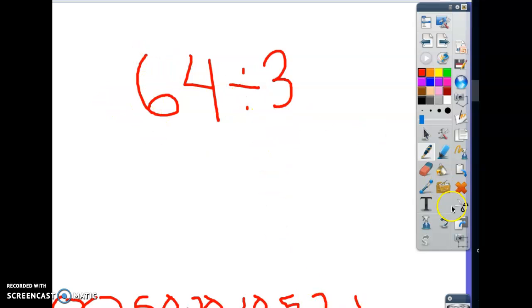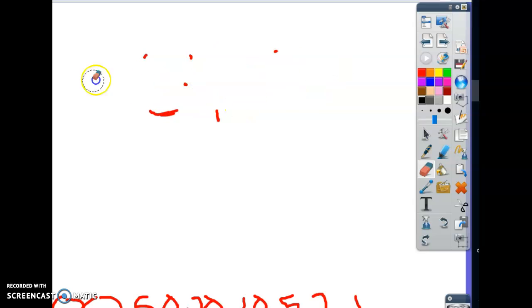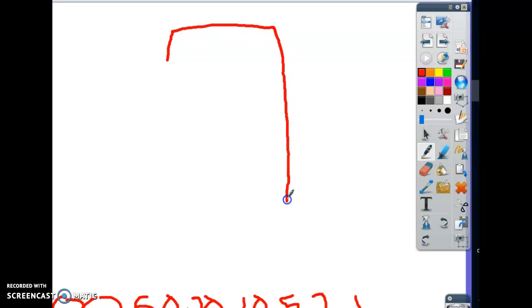And so we're going to do 64 divided by 3. I'm going to draw what's called the big 7. See how this is a 7? And we're going to put 64 in here, and we're going to divide it by 3. First we're going to think about our friendly numbers. How many times can 3 go into 64 without going over the number 64?